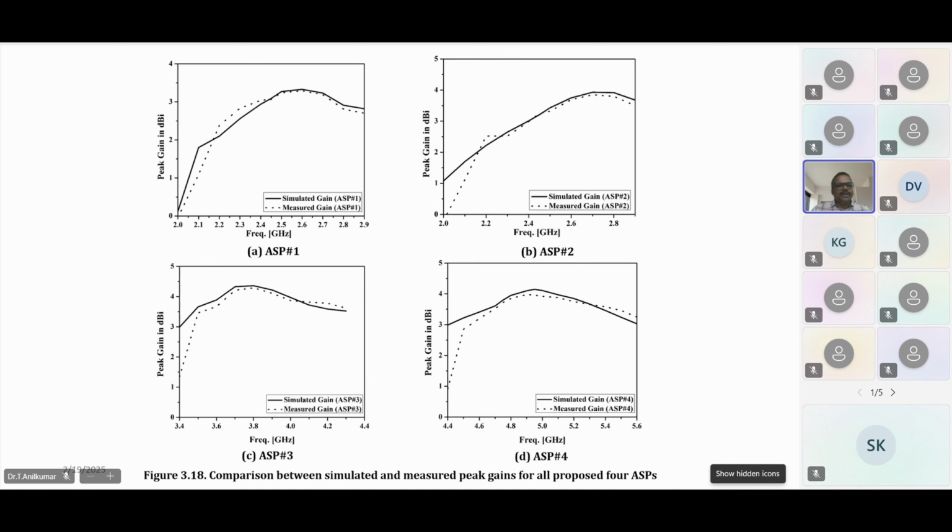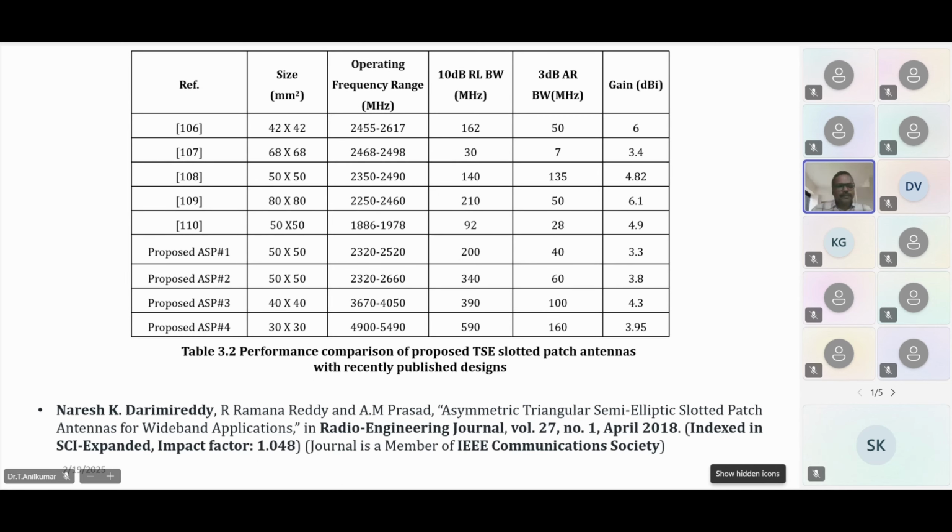So these are the gains. Peak gain is more than 3 dBi, and close to 4 also, 4.2 and 4.3. So I have achieved this through this particular design. Next. For all the 4 antennas.